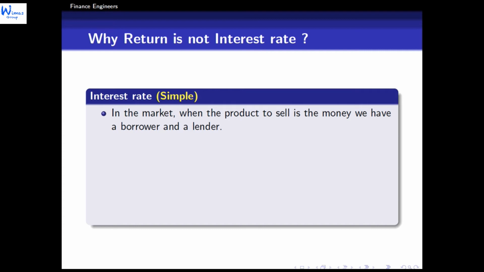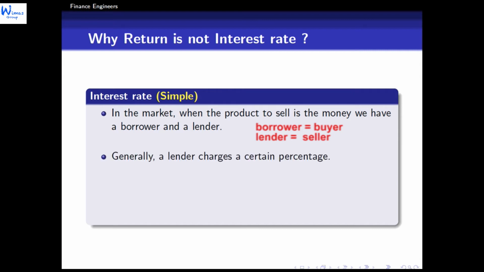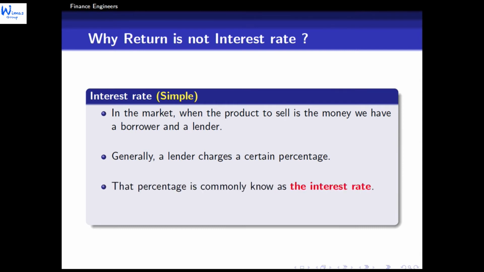So you remember now we are in the market where we have sellers and buyers, and when the product to sell is money, we call the seller the borrower, and there is someone who wants to buy that money, and he's a lender. Usually the lender charges a certain percentage. You borrow the money and you bring it back after a certain period with a certain percentage more than what you have borrowed. And that percentage is known as interest rate. It's what we call just interest rate.